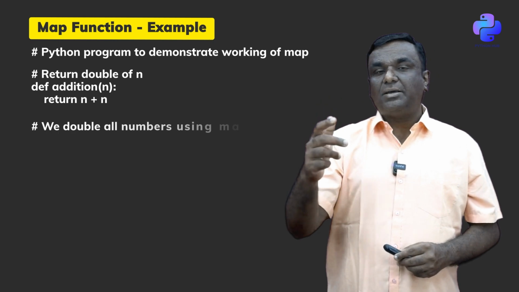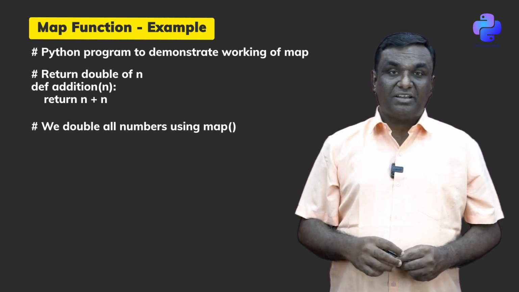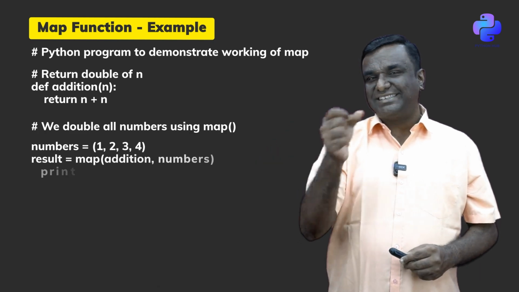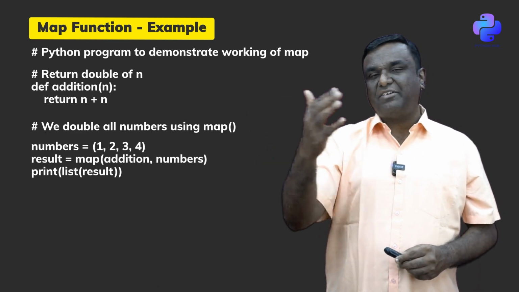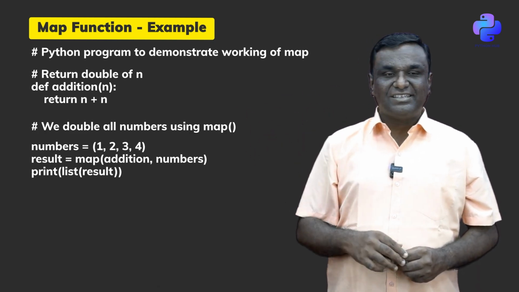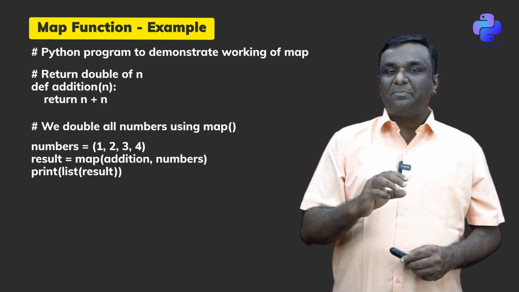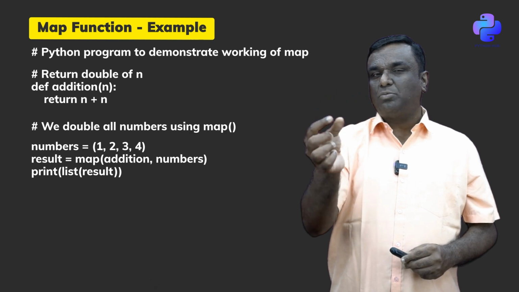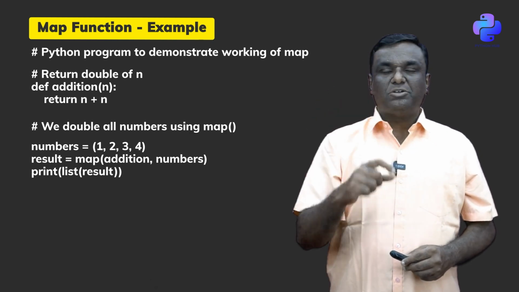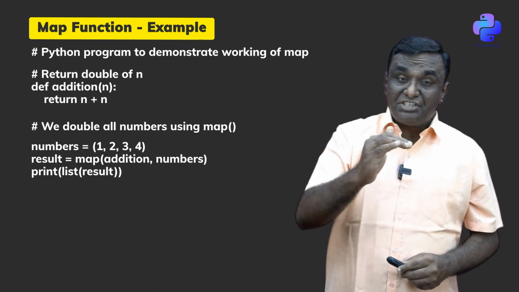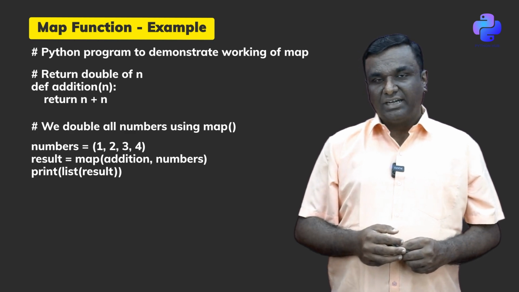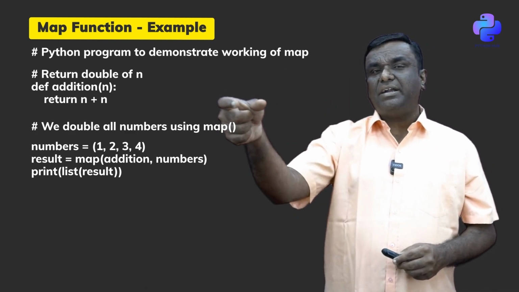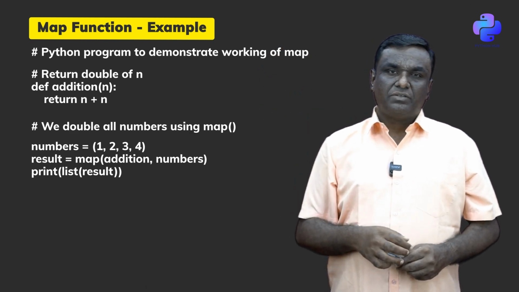We double all the numbers using the map function here. How? Numbers equal to 1, 2, 3, 4. This is a list, correct? There are 4 numbers, 4 data elements in this list. Now I'm using this map function and I'm storing the output to numbers. So numbers equal to map of addition comma numbers. That is, I want to apply this addition function to every data element in this numbers list.